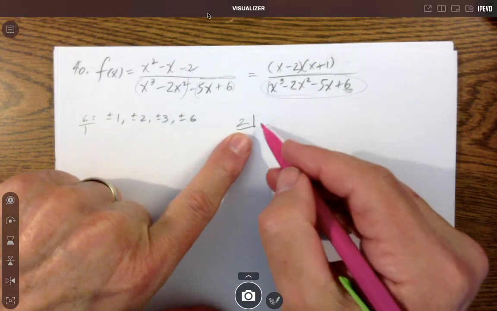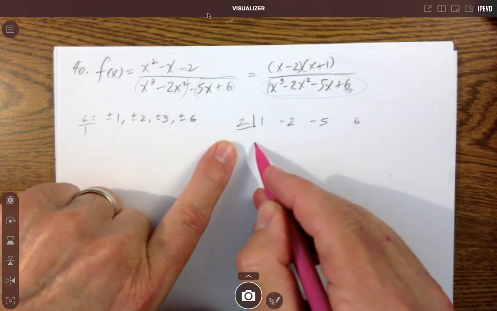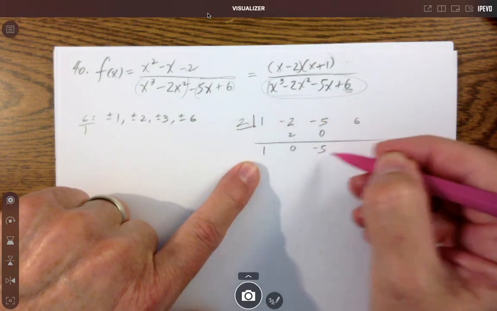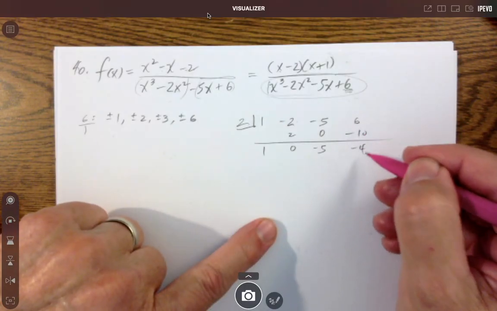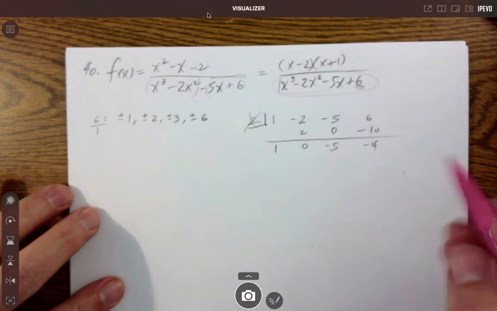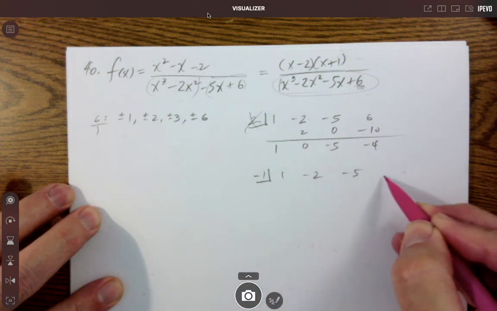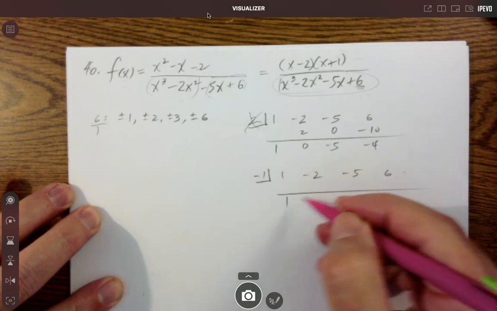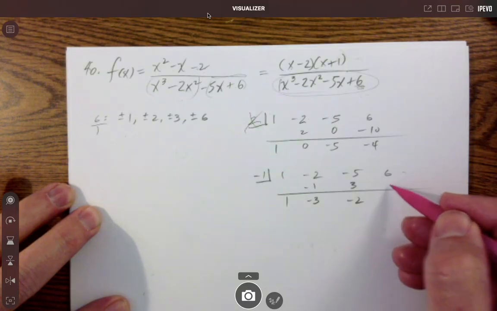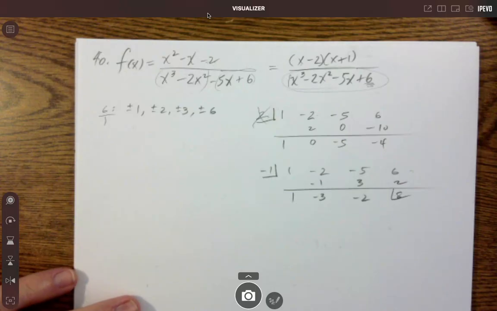So let's try 2. I'm doing synthetic division just like in the last section. 2, that's 0, 0, negative 5, that's negative 10. That doesn't work. All right, so I can forget about 2. Let's try negative 1. 1, negative 2, negative 5, 6. That's going to be negative 1, negative 3, 3, negative 2, 2, 8. That doesn't work, so I was wrong there. Okay, so those don't work.